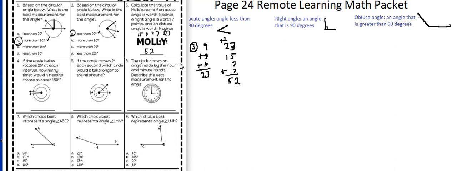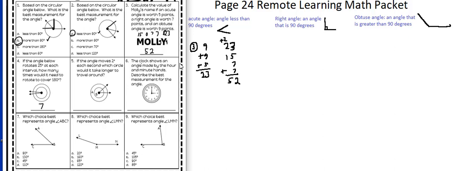Number 4, if the angle below rotates 25 degrees at each interval, how many times would it need to rotate to cover 180 degrees? Now, I'll be honest, I don't really like this question at all. So I'll tell you the answer is 7. And if this keeps rotating, 6 rotations, I'm guessing what they want us to say is 6 rotations would take me to 175 degrees. So I would need that 7th. No, 7 rotations. I don't know. The answer is 7. Let's move on. That's a dumb question.